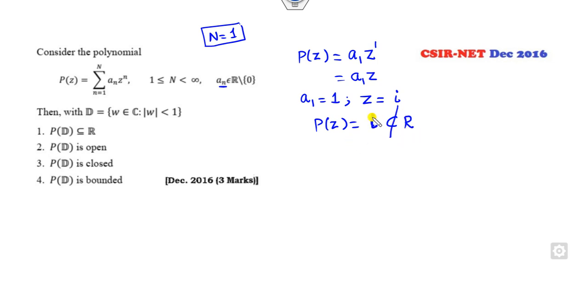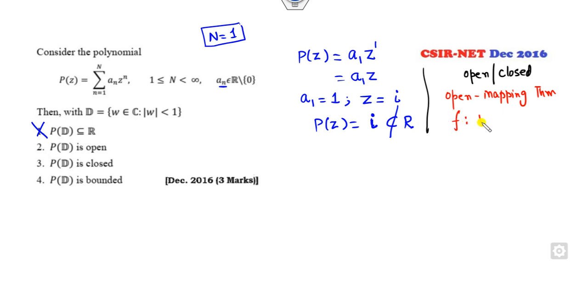It's a complex number. It is not a subset of R, so the first option is cancelled. Fine. Okay, look at the open and closed. Whenever you think about open or closed, what comes to mind? That is called the open mapping theorem. What is the open mapping theorem?